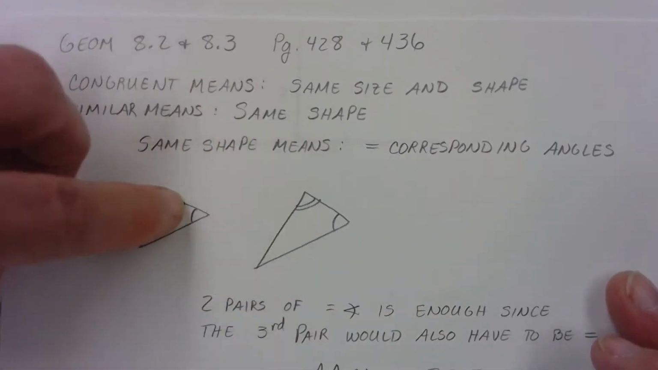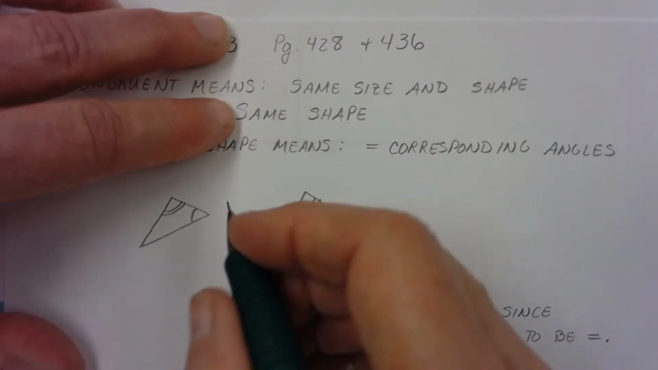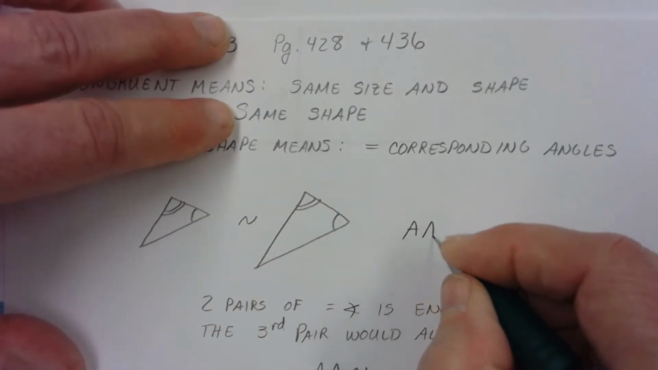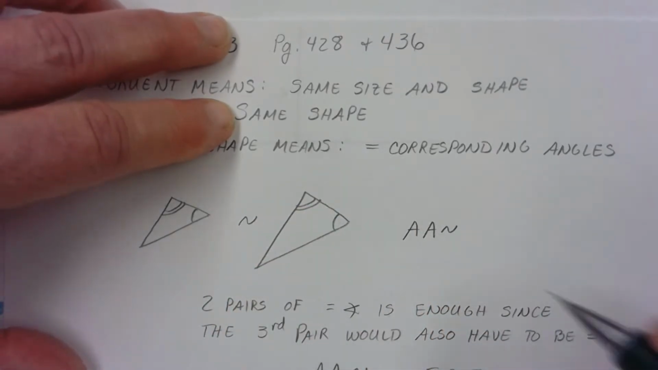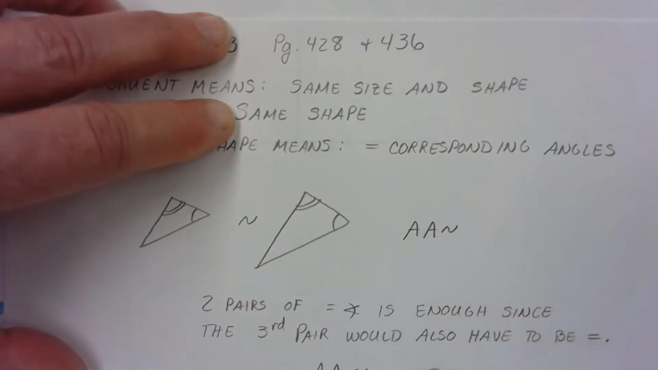And if all three pairs of angles are equal, which we have enough evidence for here, then we would say that these two triangles are similar. And the reason we would give for it is angle, angle, similarity. You have to put the little tilde on the end because it's not just angle, angle. That would be, we're talking about similar triangles, not congruent ones.